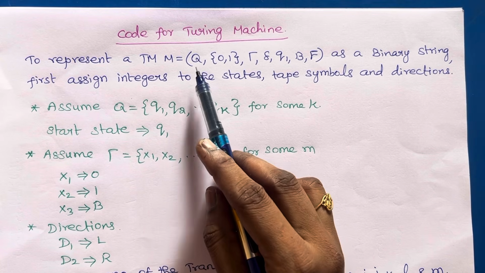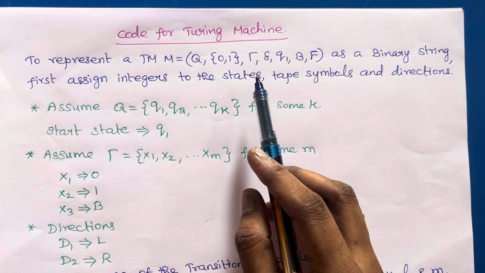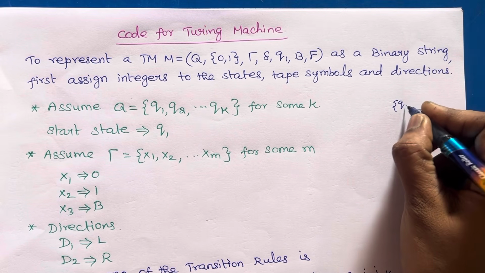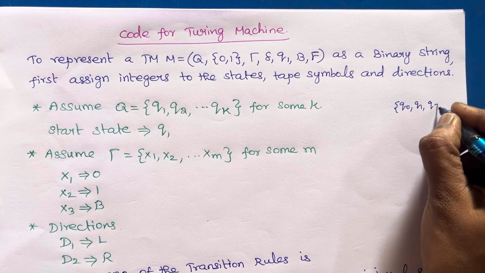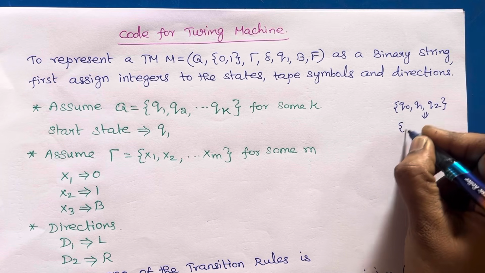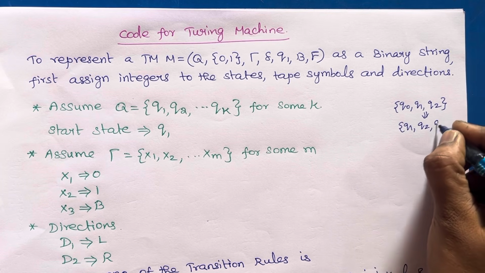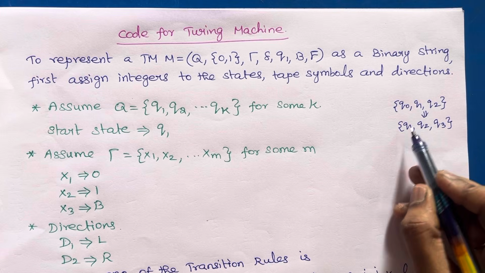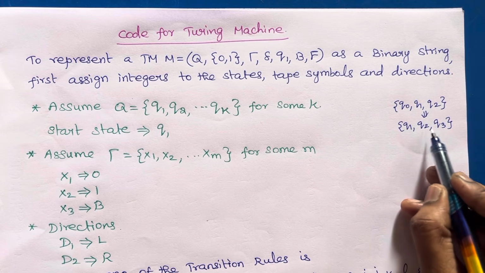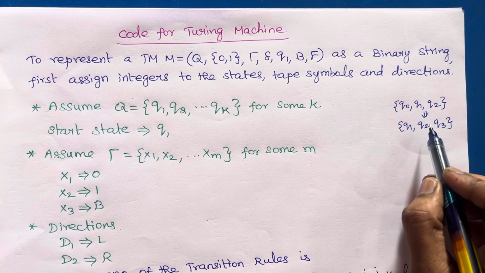Suppose our Turing machine contains the states Q0, Q1, Q2, etc. Then first we have to convert these into Q1, Q2, Q3, because the integers we have to consider start from 1, 2, 3. So first we have to map like this.